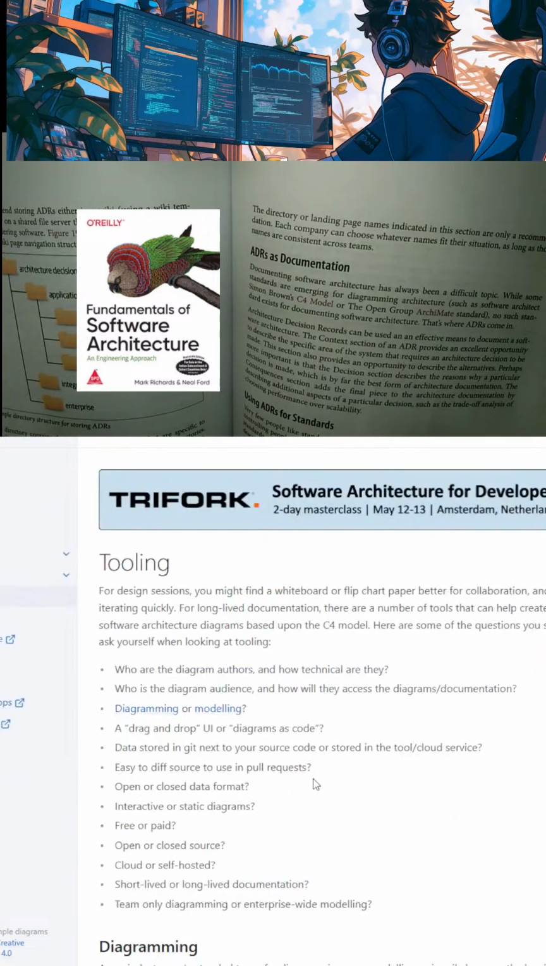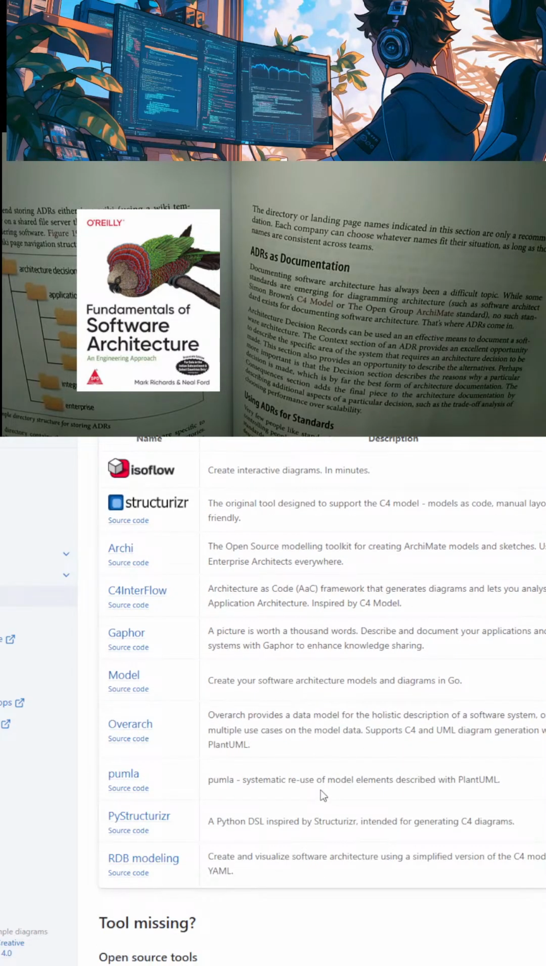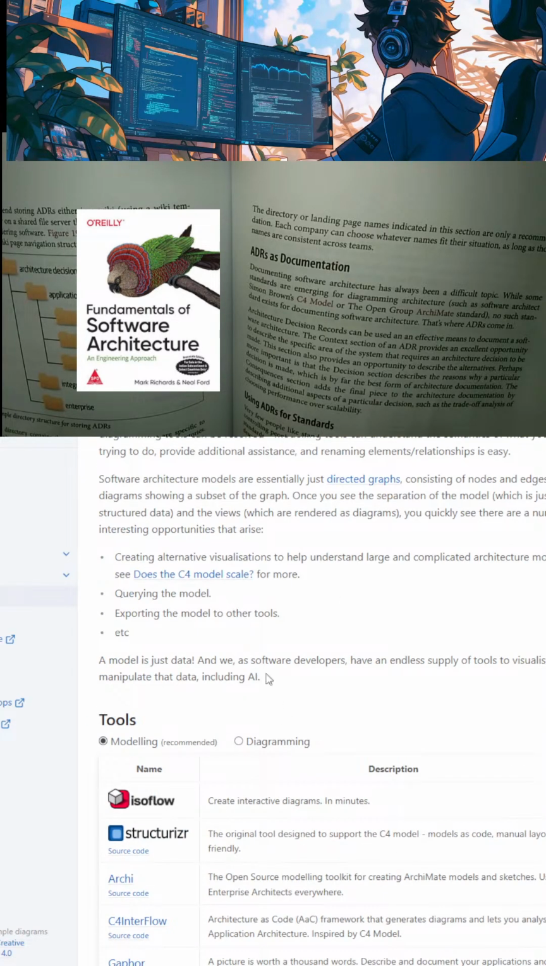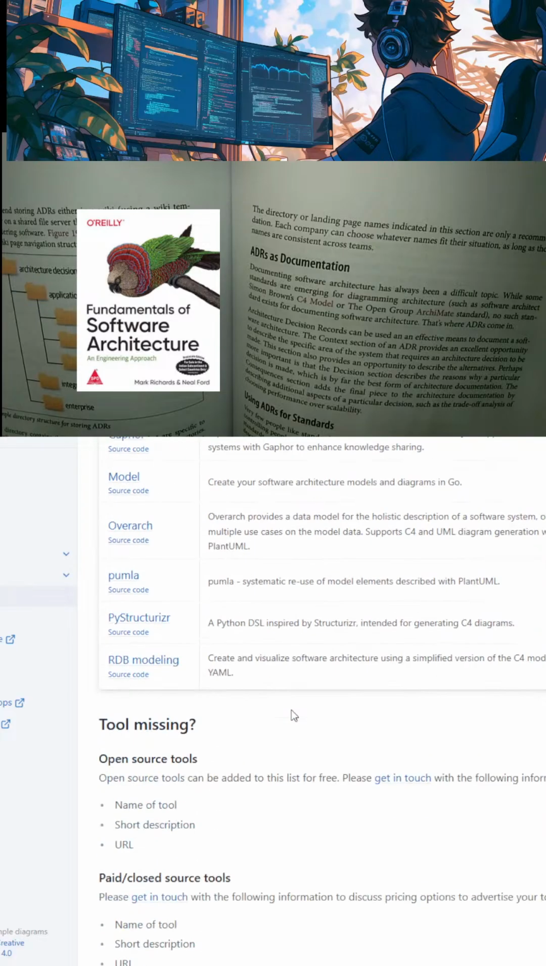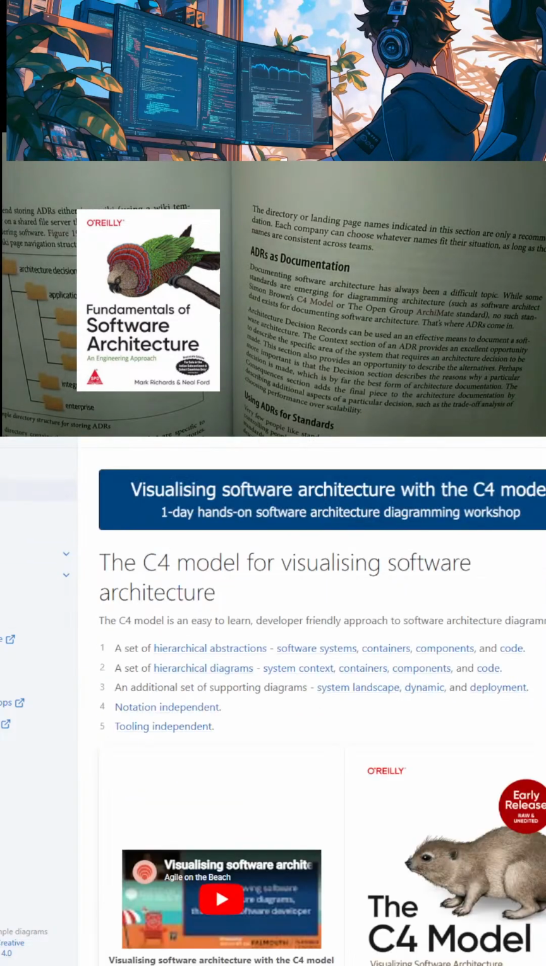Alright, so tooling. Anyways, I'll try this. C4 model.